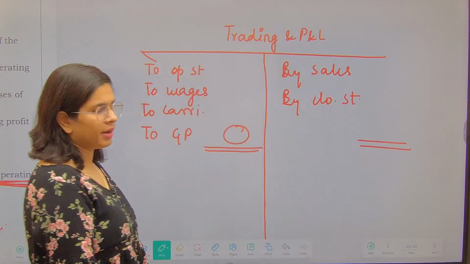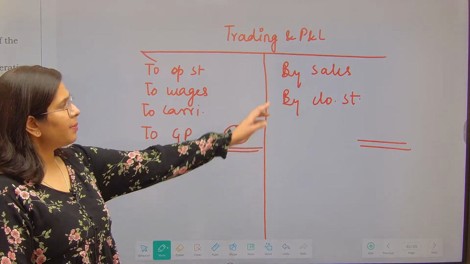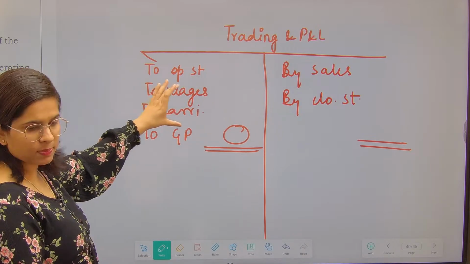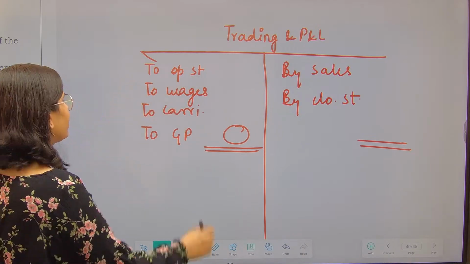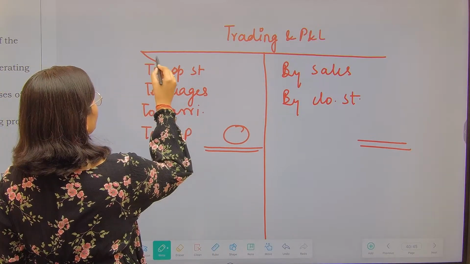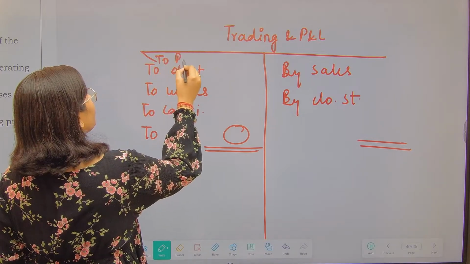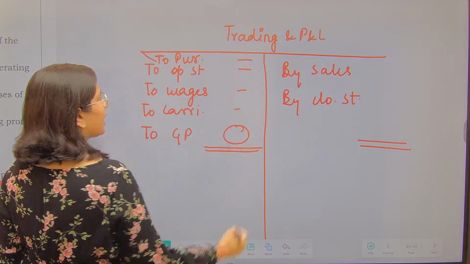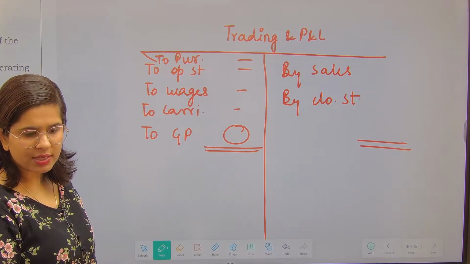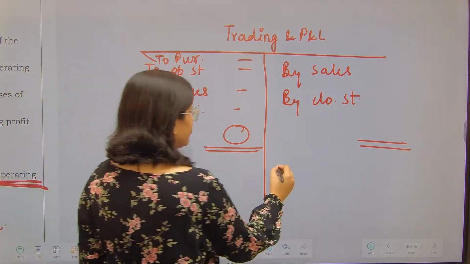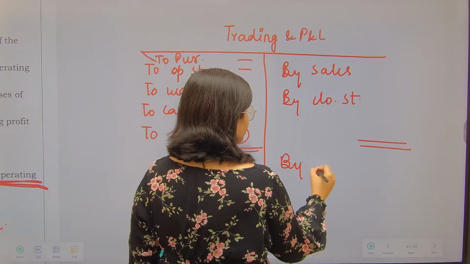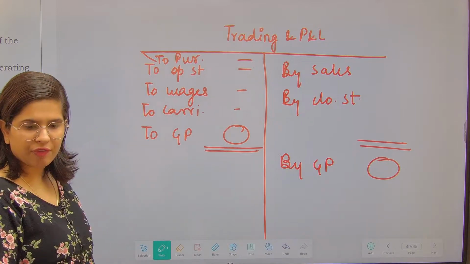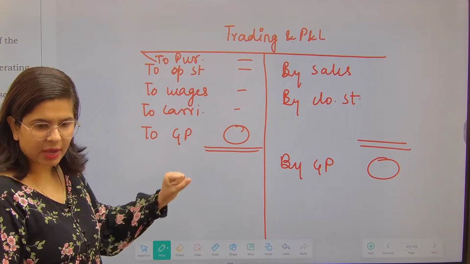What do I exclude in it? So these are my revenues. Sales is my revenue and this is my expenses, direct expenses I have included. Sorry, I forgot to include purchases. So to purchases will also come over here. This is how I calculate my gross profit. Once gross profit is calculated, it comes like this. Once gross profit is calculated, it is carried down.